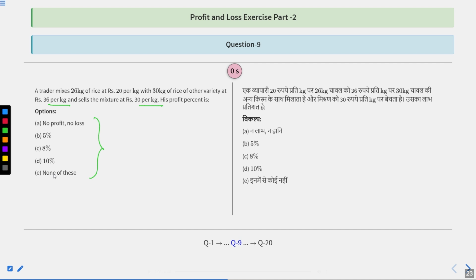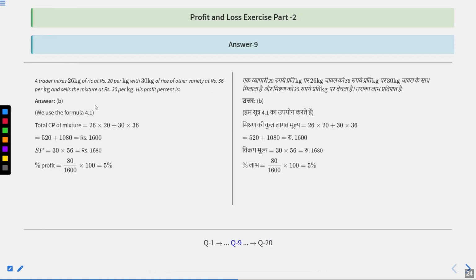Now time's up. Let's see the solution. In this question, we use the formula 4.1. Total CP of the mixture will become 26 kg rice at 20 rupees per kg, 30 kg rice at 36 rupees per kg. We can calculate it: 26 multiplied by 20 plus 30 multiplied by 36, which becomes 520 plus 1080, and when we add it, we get 1600 rupees. So the trader invested a total amount of 1600.